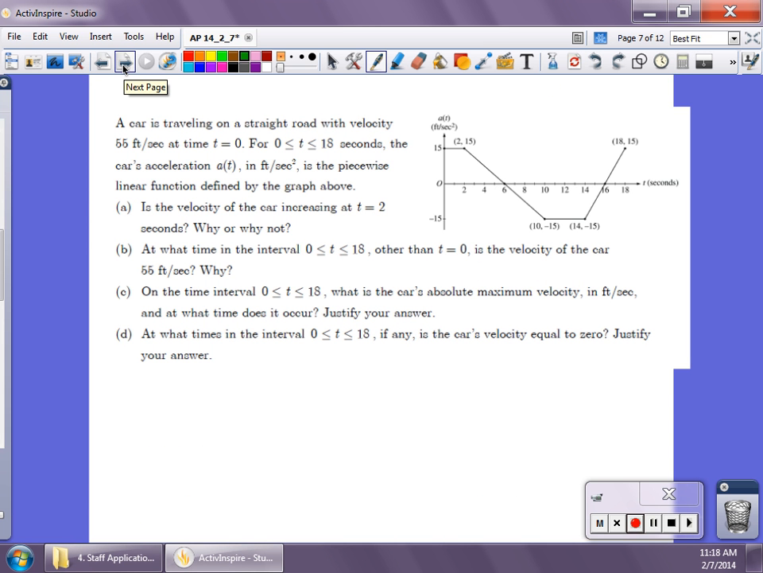So I think we've actually done this problem before. I think I've actually given you pieces of the problem before. So same thing as before, traveling with a velocity of this piece. What are they giving me there? At time equal to 0, the velocity is 55. That's some kind of initial. All right, and then other thing?